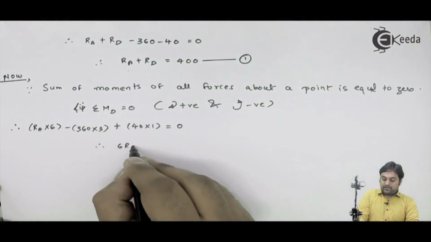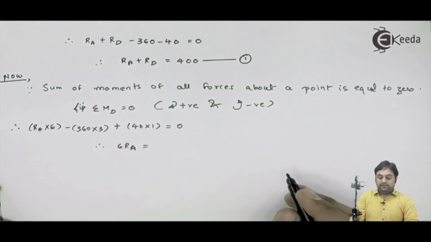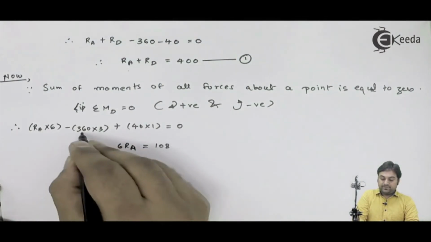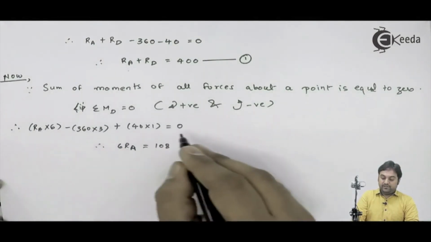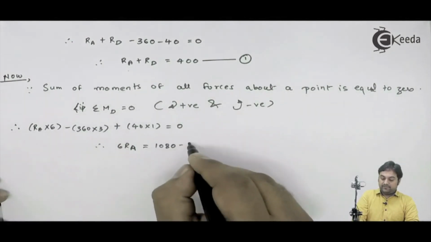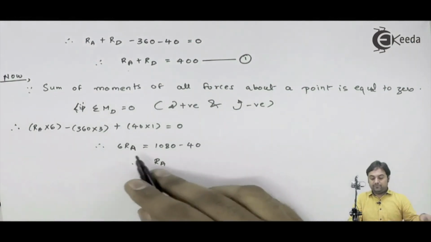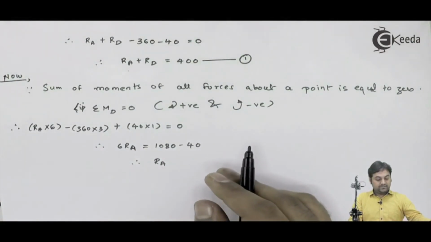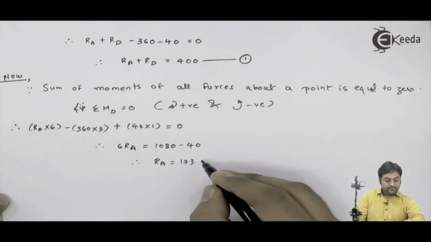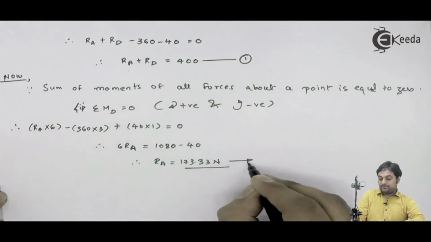Therefore, this would be 6 times Ra. I'll shift these values onto the other side. So that will be equal to 360 into 3, which gives me 1080, then minus 40. Hence, Ra will be 1040 divided by 6. And that answer comes out to be 173.33 Newton. This is my first answer.